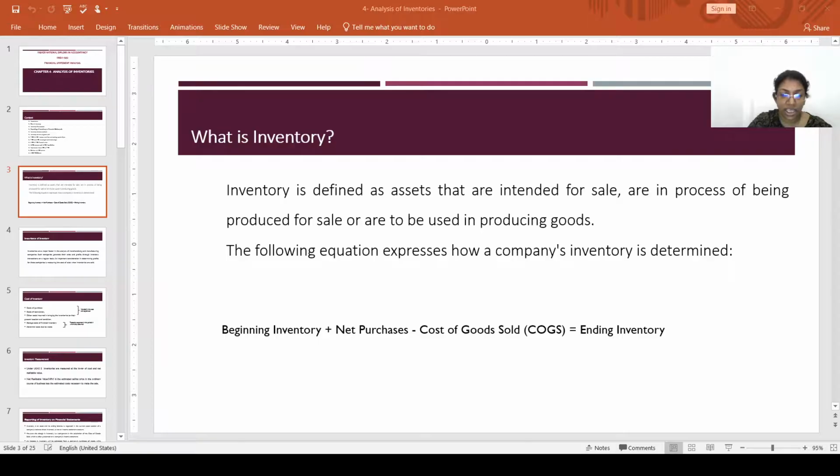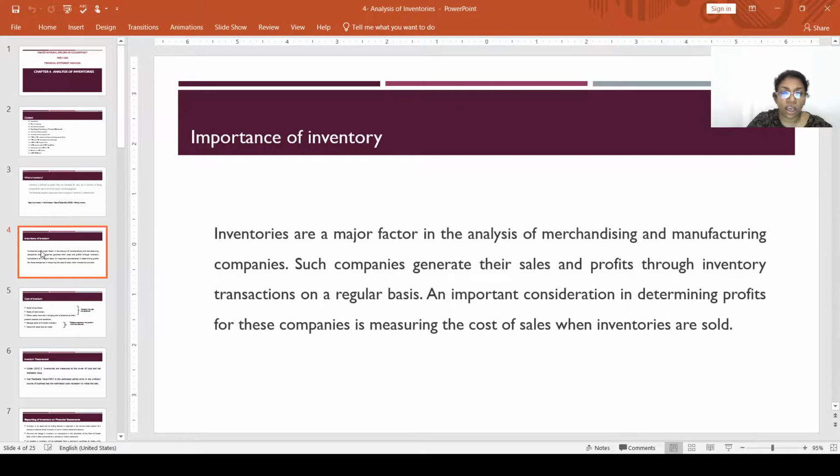Now let's see the importance of inventory. So these inventories are a major factor in analyzing merchandising and manufacturing companies. Such companies generate their sales and profit through inventory transactions on a regular basis. An important consideration in determining profit for these companies is measuring the cost of sales when inventories are sold.